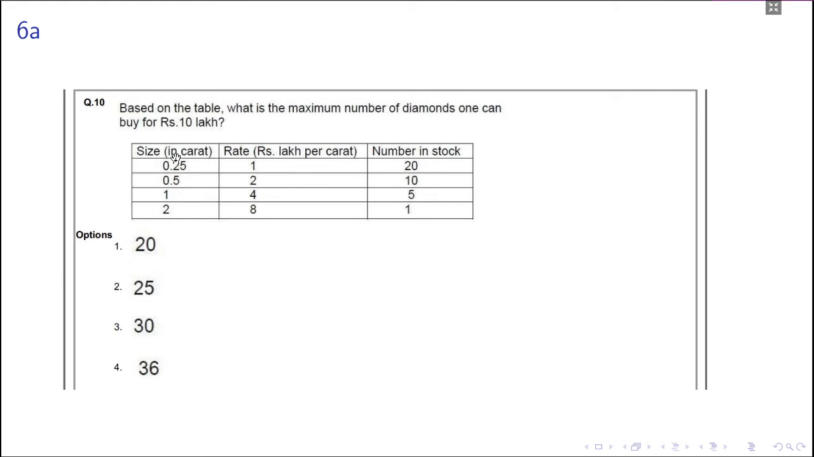So in 5 lakhs you can buy 20, and here the total cost is 10 into 2 into 1 by 2, so it's 10 lakhs here. So you can buy 5 of those in 10 lakh rupees. So in 10 lakh you can buy 20 of these and 5 of these, so that will make it 25. That's the maximum.